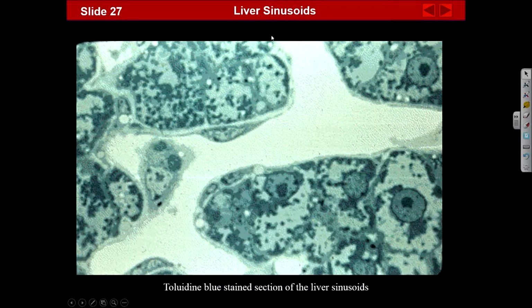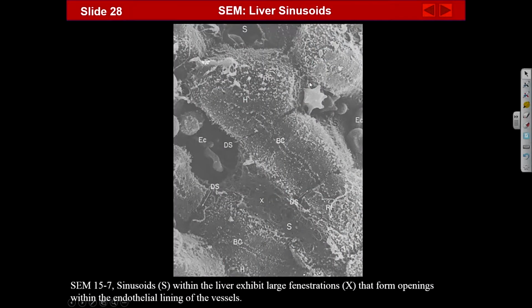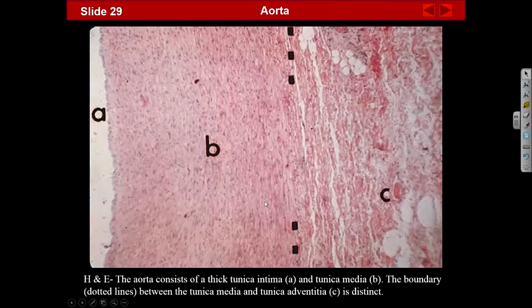Sinusoids, okay, wider lumen. They'll have spaces between the endothelial cells, and you can see that here. So here's the sinusoid. You can see these spaces in the walls and between the endothelial cells right here, okay? So that would be a sinusoid.